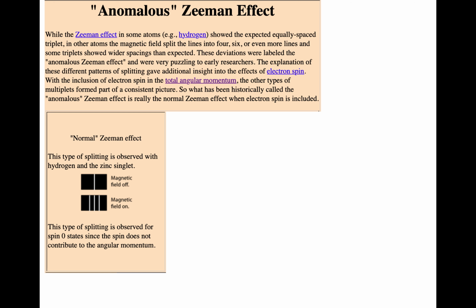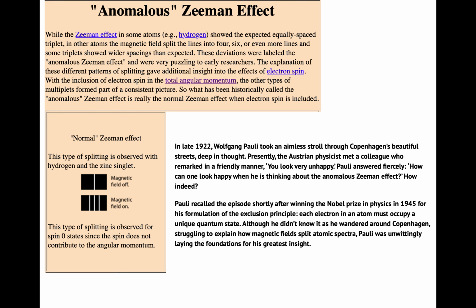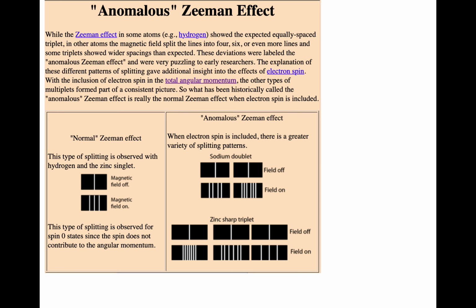Several of the historical readings share Pauli's perspective. It was remarked here in 1922 that as he was out and about, he looked unhappy. Pauli's response: how can one look happy when he's thinking about the anomalous Zeeman effect? I don't know why, I like the quote. And the anomalous Zeeman effect would look something like this. Instead of having the line go from 1 to 3, we have far more complex patterns.